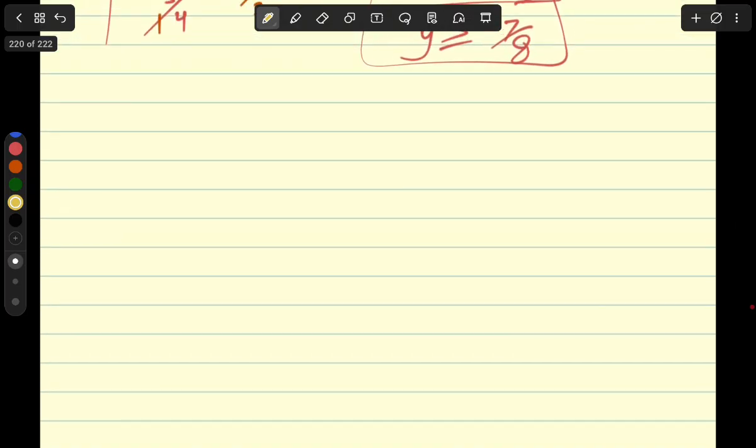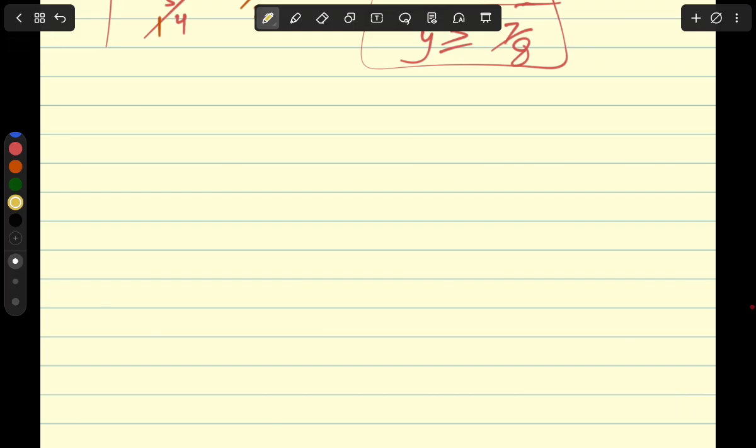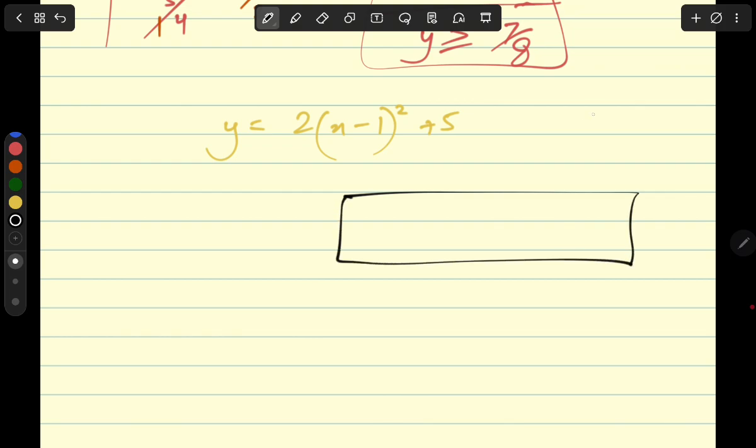Now why is a parabola an exact form, a quadratic curve, a symmetric curve? Now let's see that you have a function y equals to 2 times x minus 1 whole square plus 5. Let's take a very simple case. Now I can see that 1 comma 5 is going to be the turning point.